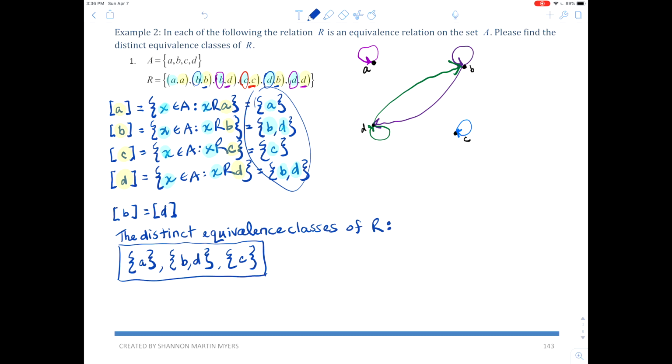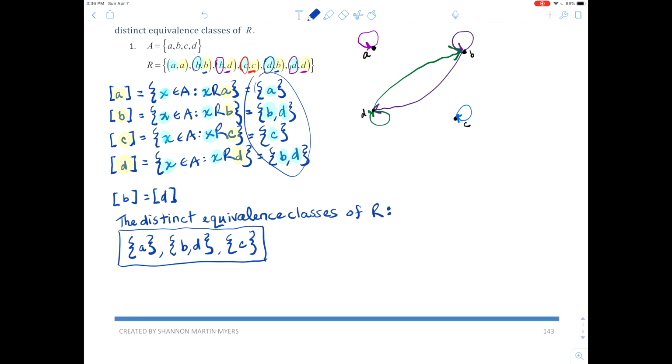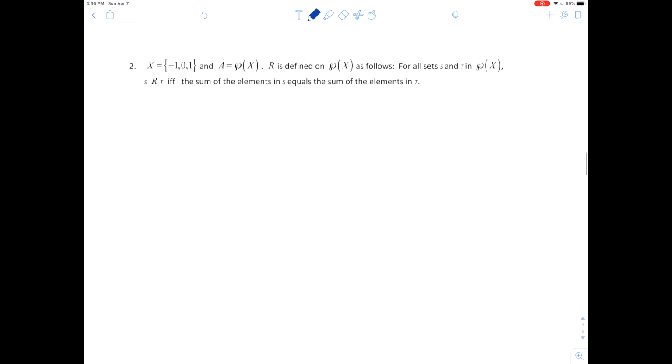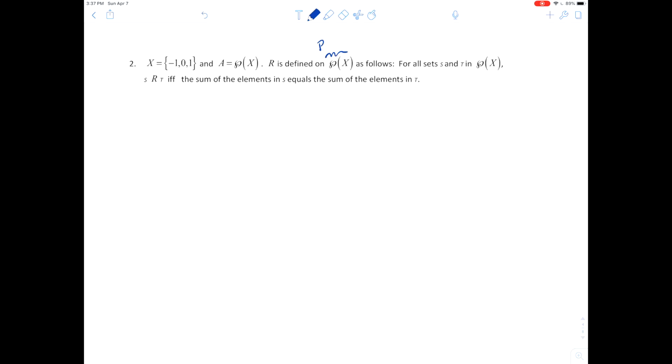And we're done. So next up, instead of just single elements, we've got sets as elements. So let's see what we have. I thought this would be a good practice problem for us because it'll review power sets. So this notation, remember, means power sets.